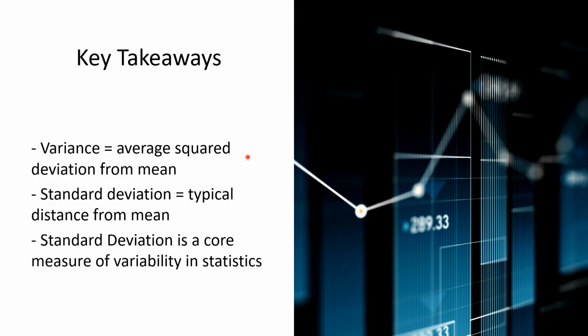So our summary here are our key takeaways. The variance is equal to the average squared deviation from the mean. The standard deviation is the typical distance from the mean. And the standard deviation is a core measure of variability in statistics. You'll see this number, or the standard deviation, discussed a lot. So it's a good thing to learn. I hope you got something out of this video, learned about variance, deviation, standard deviation, and how to characterize a data set using some of these numbers.